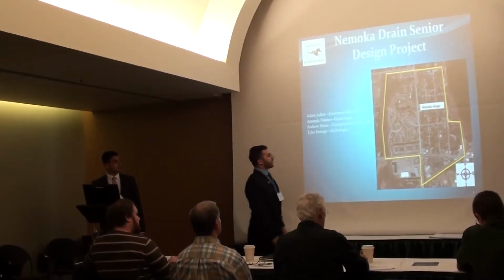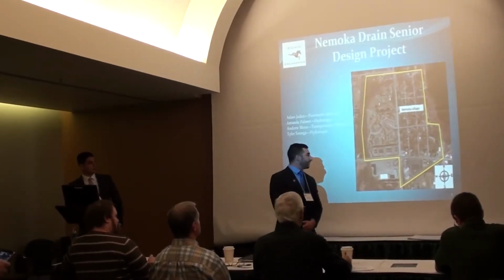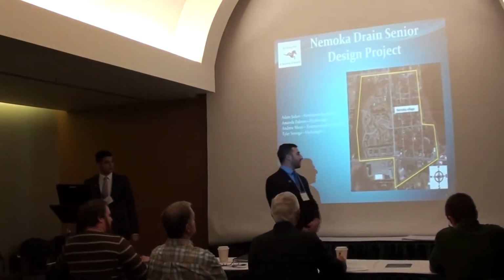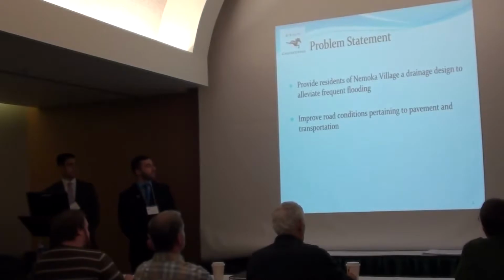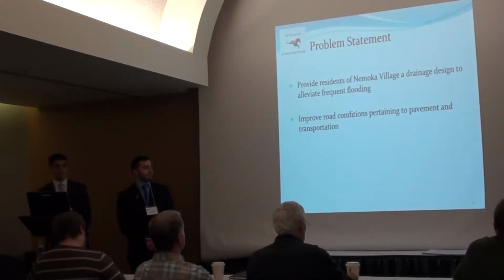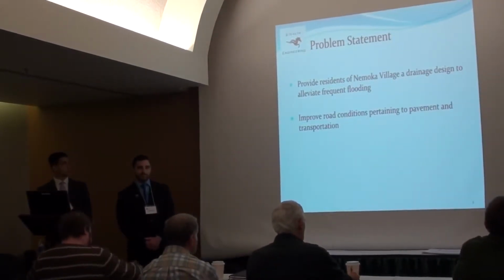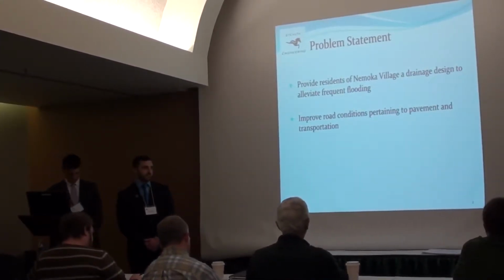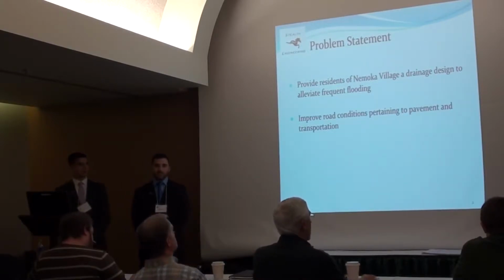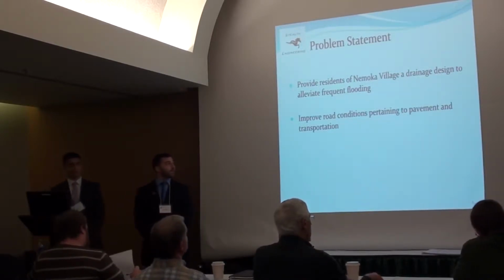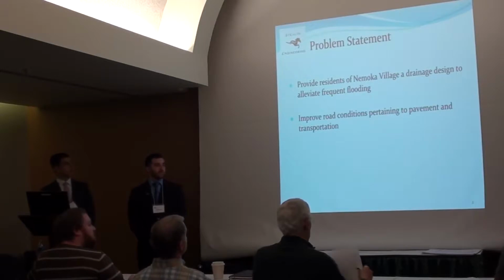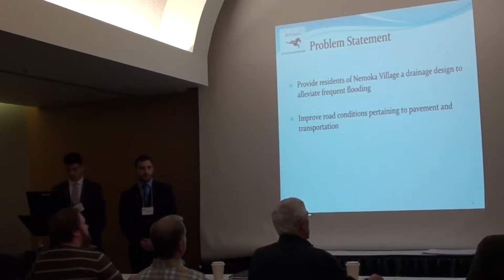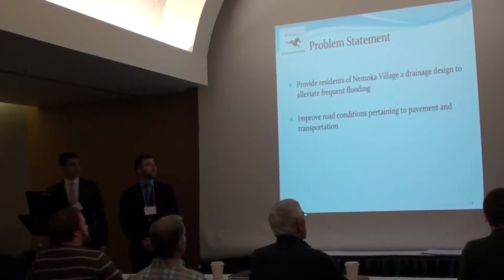Our location was a parcel of land just northeast of the intersection of Hazlitt and Marsh Road in Hazlitt, Michigan. Our problem was given to us by Ingham County. The residents of Norwood Village needed a drainage design to alleviate frequency of flooding, and we want to improve the road conditions pertaining to pavement and transportation, especially to do with drainage.